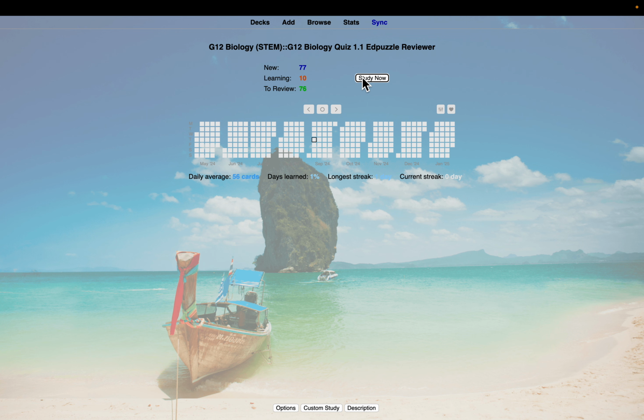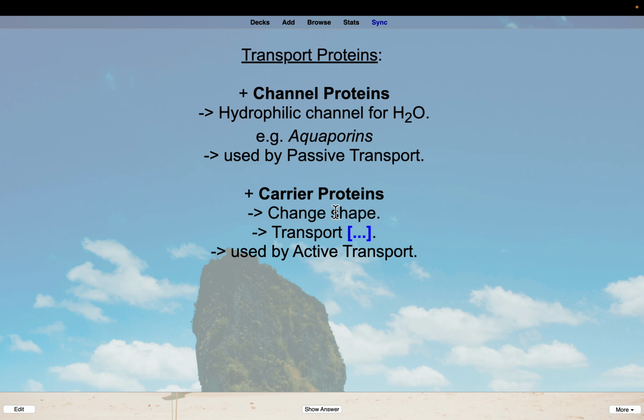Okay, we'll start. Transport proteins: we have two types, channel and carrier. Channel proteins are hydrophilic, they love water, they channel water molecules. One example is aquaporins. They are used by passive transport.